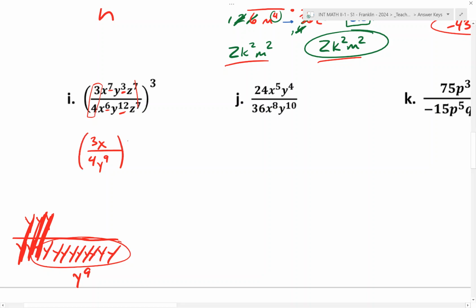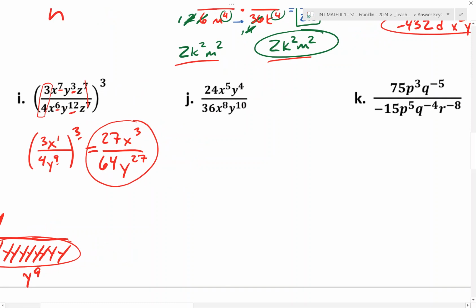So this is what's being taken to the third power now. So just apply the exponent normally to each thing. 3 to the third power, that's 27. 3 times 3 times 3. And then 1 times 3 for x is just 3. For the bottom, 4 to the third power, that's 4 times 4 times 4. So that's 64. And then 9 times 3 for the exponents, that is 27. So 27x to the third over 64y to the 27th. Kind of a weird looking fraction, but that is as simple as it can get. We have simplified as much as we can.